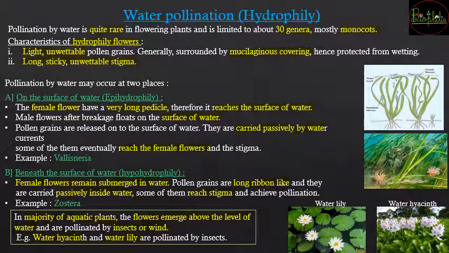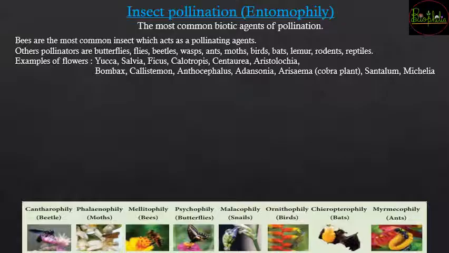So you can see in the diagram adjacent, water lily के flowers पानी के ऊपर है. Those who are pollinated by insects, as well as water hyacinth, that is Eichhornia, that is also called as terror of Bengal, right? So again this is going to be pollinated by insects. Now let's understand about insect pollination.